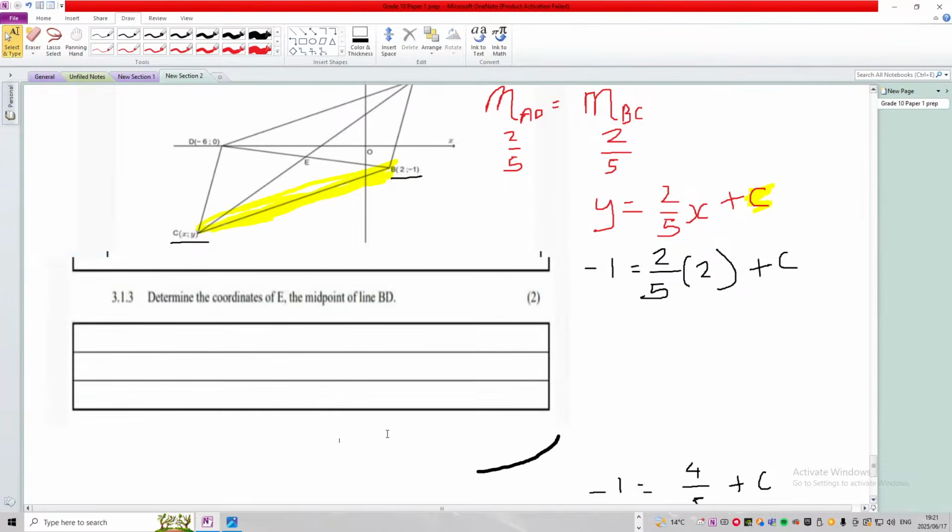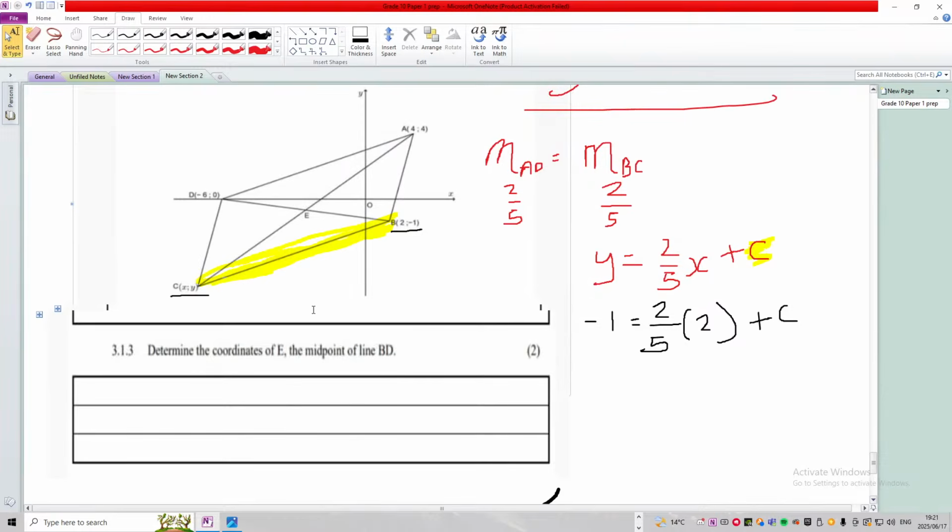Determine the coordinates of E, the midpoint of the line BD. Okay, now I need to determine the coordinates of E, and they've told us something very, very important, that E is the midpoint of the line B and D.